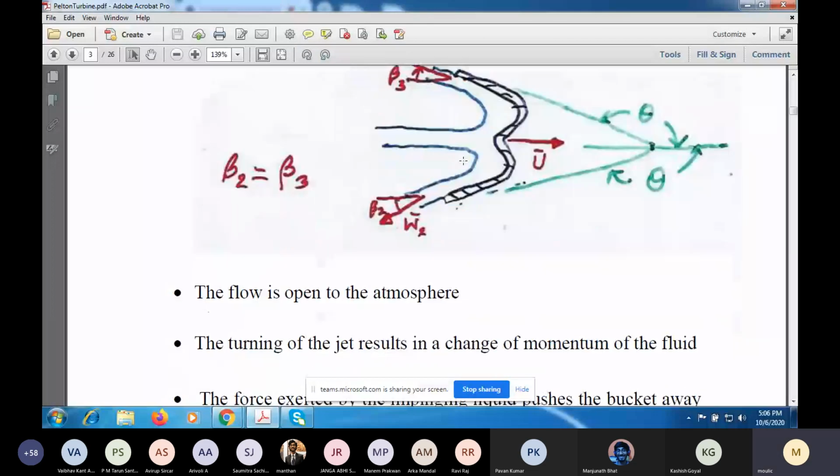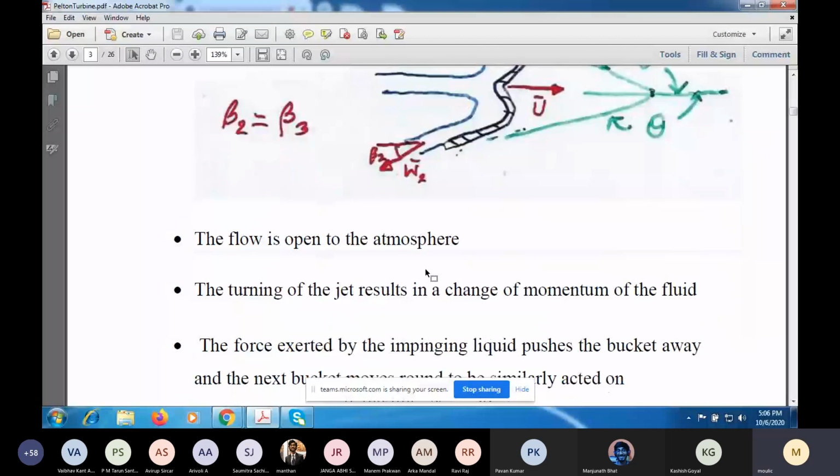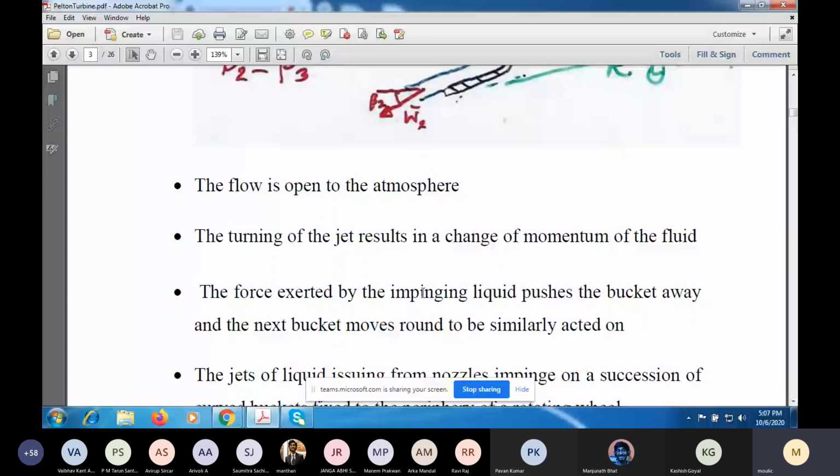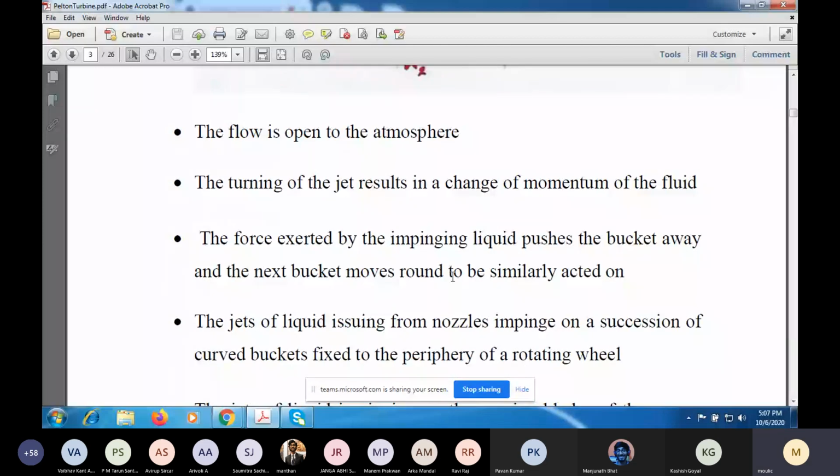So the flow is open to the atmosphere, and the turning of the jet results in a change in the momentum of the fluid. The force exerted by the impinging liquid will push the bucket away, and another bucket will come, and it will be similarly acted on.